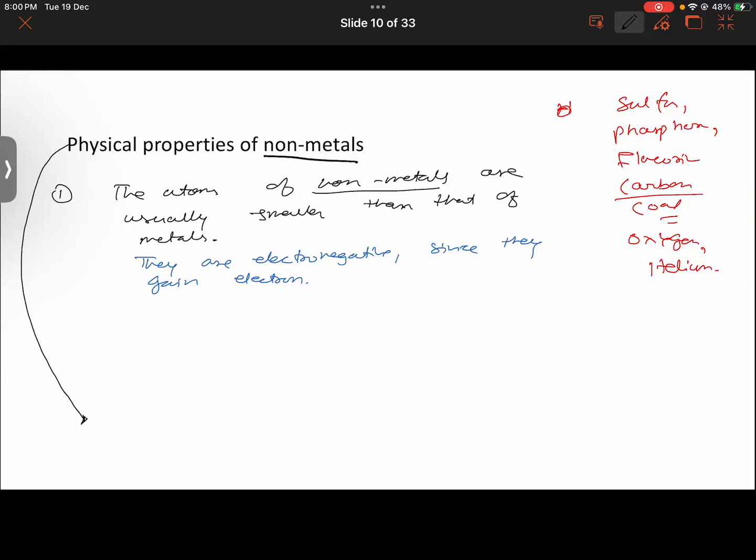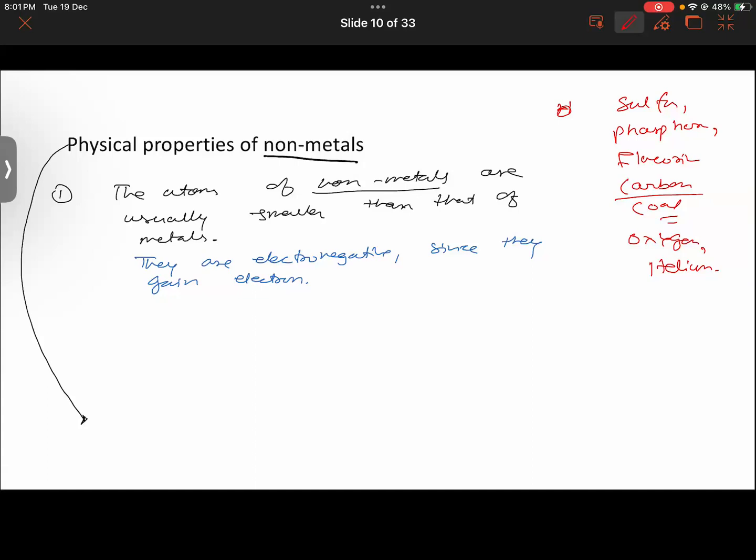Sir, non-metals are not hard, but diamond. There would be exceptions. The exceptions will always be there. चेमिस्ट्री में you will find exceptions everywhere. Now, they are not lustrous. Also, they are poor conductors of electricity, right? And heat. Poor conductors of heat also, and they are not sonorous as well.